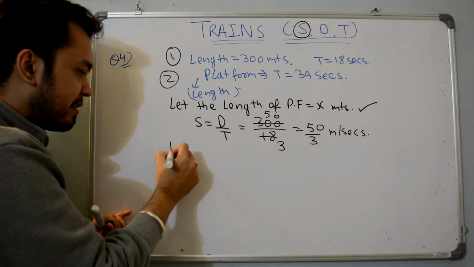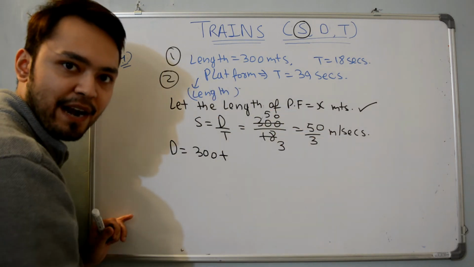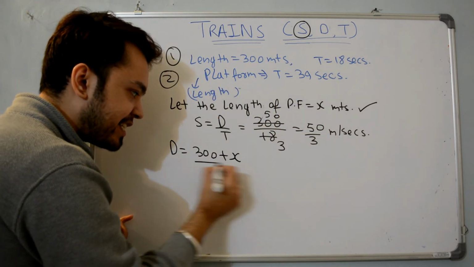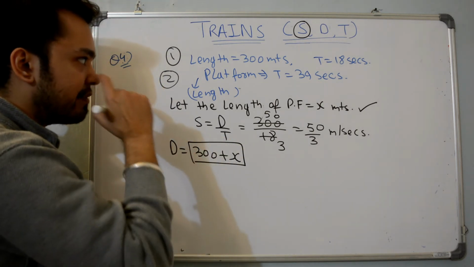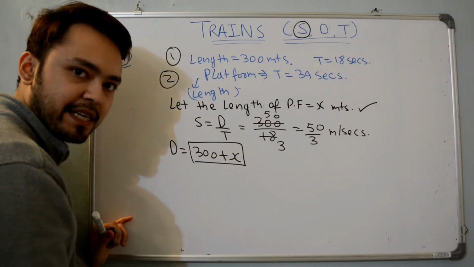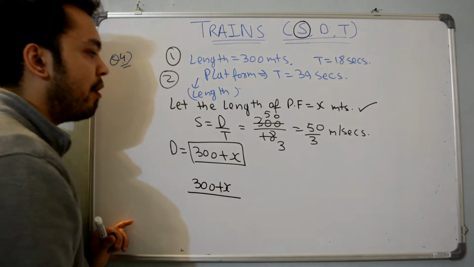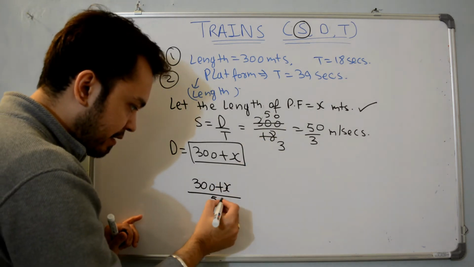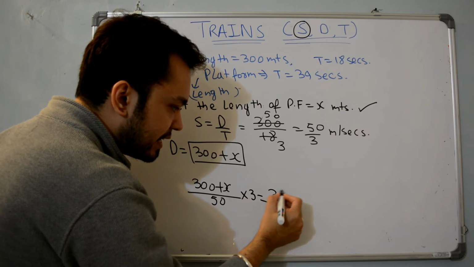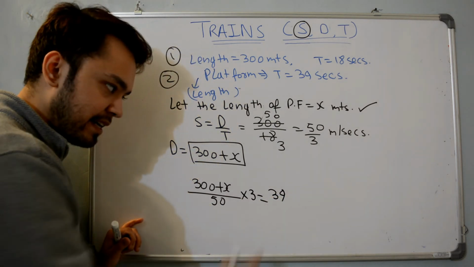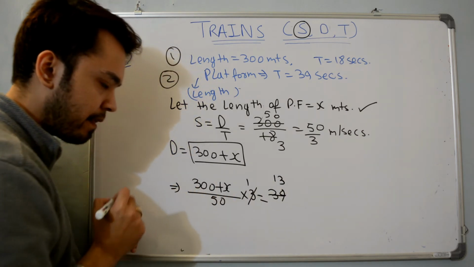Now for the second case, we will have our distance to be 300 plus the length of the platform, which I told you before, which will be x, right? Distance will be this. Now again, using the formula of time, we will have distance upon speed is equal to time. So 300 plus x upon speed, which is 50 by 3, which when reciprocal will be 3 by 50, is equal to 39. Clear? 3 13s are 39.